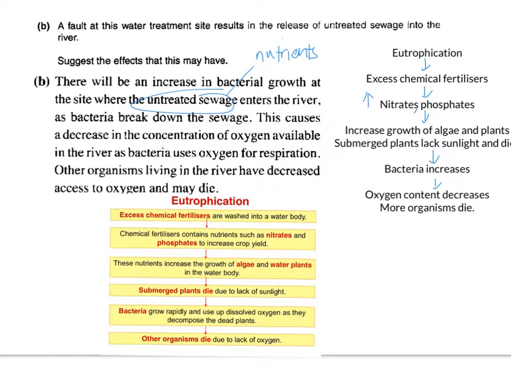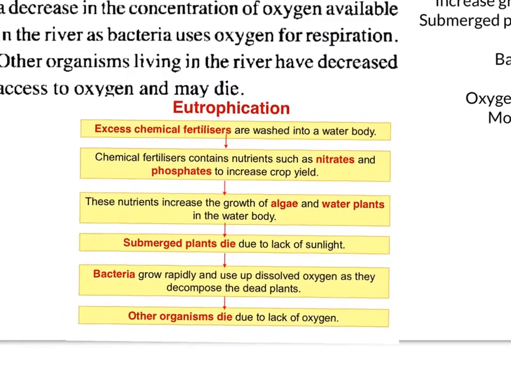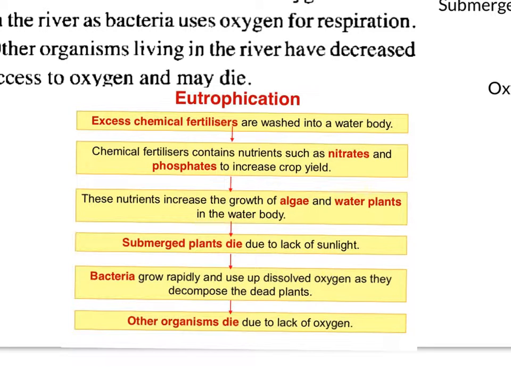Okay, let's do part B. Now, this is a scenario whereby untreated sewage was released into the river. I want to bring in the concept that we learned about eutrophication again. This is a simplified one. If you're interested, you can look at this one over here. Basically, the idea is that nutrients are leaching into the water body. You can mention things like nitrates and phosphates, which are all good for growth, especially for algae and water plants. Submerged plants will die if they overgrow because they cover the surface, and submerged plants don't get the sunlight.